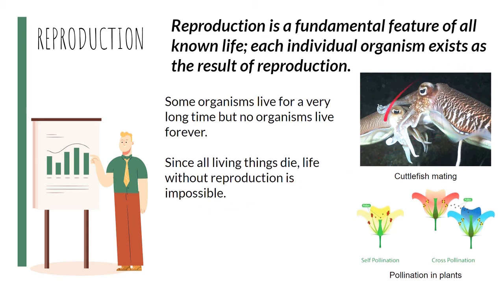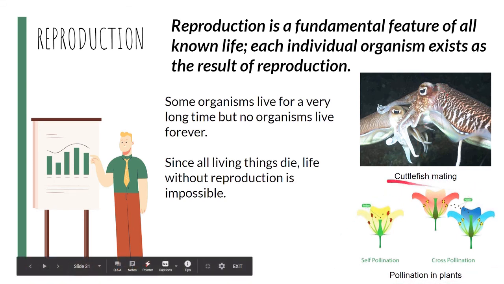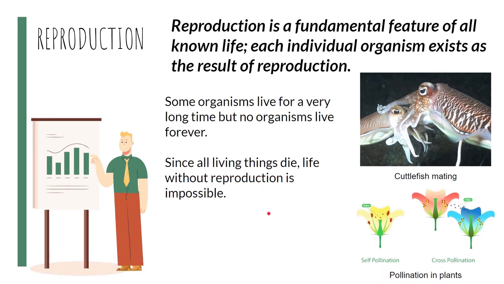Examples of reproduction are seen here of two cuttlefish mating. By the way, cuttlefish is my favorite invertebrate because they have such good camouflage abilities, and look at them, they're so cute. Here we also see examples of pollination in plants, either self-pollination, wherein the plant fertilizes its own egg cell, while in cross-pollination, the pollen will come from the other plant or the other flower to pollinate the ovaries. Since all living things die, life without reproduction is impossible.